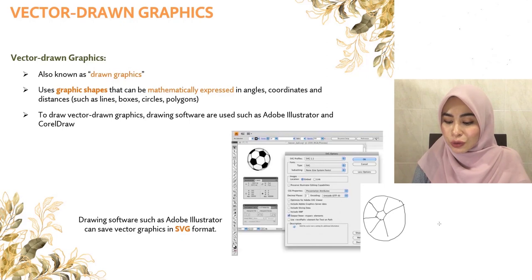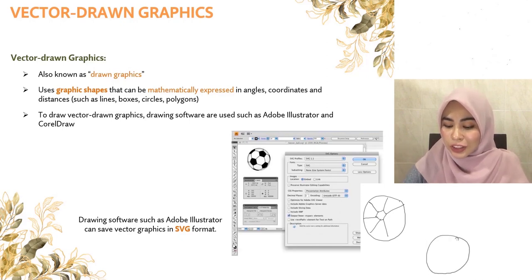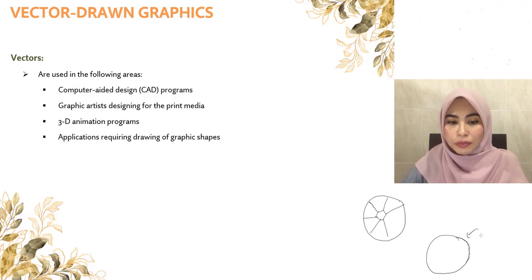Whereas with a bitmap, to draw that ball, you would use pixels instead. So each of the things that you see on the screen will be in colors, right?